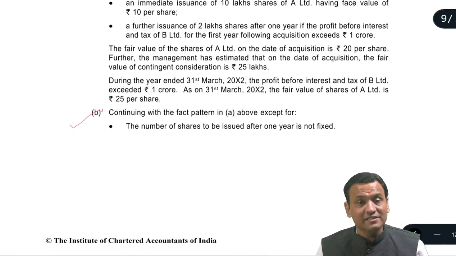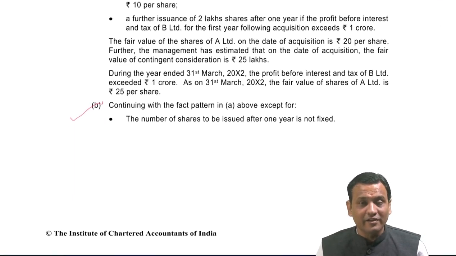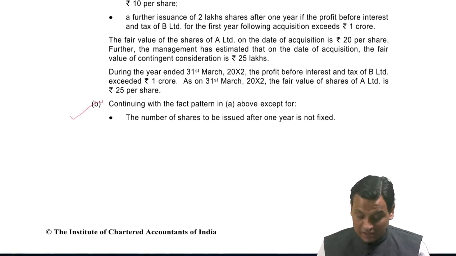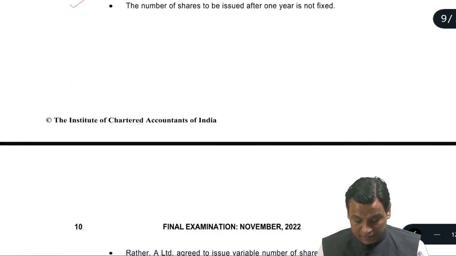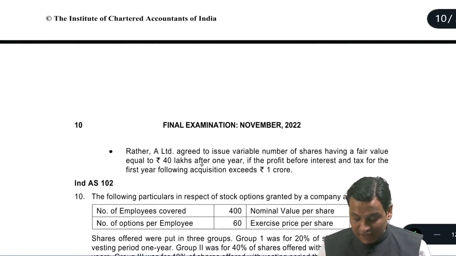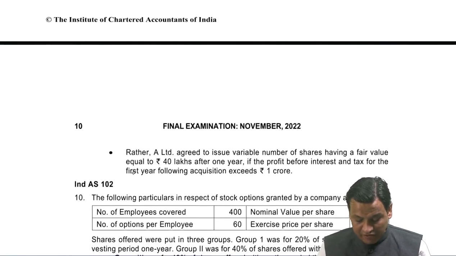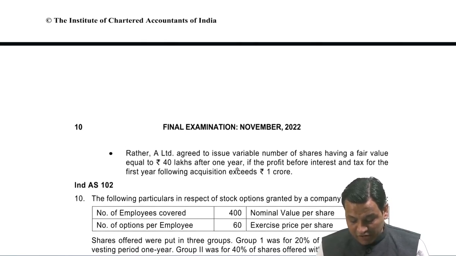Fixed to fixed, then we say it is equity. I hope you remember in financial instruments, fixed to fixed is equity, otherwise it is financial liability. Rather, A Limited has agreed to issue a variable number of shares having a fair value equal to 40 lakh after 1 year if the profit before interest and tax for that first year following the acquisition exceeds 1 crore. If it exceeds 1 crore, then this is what we will do.